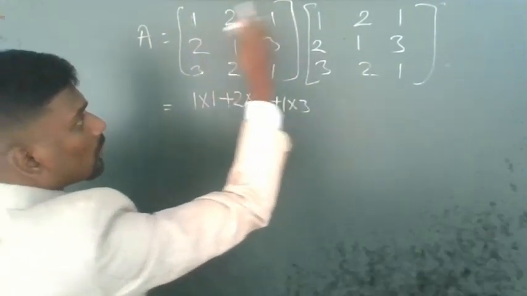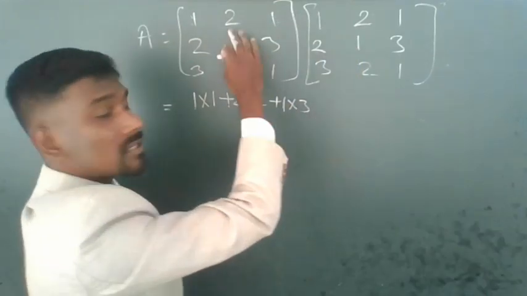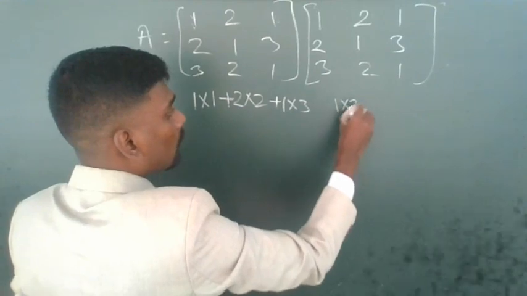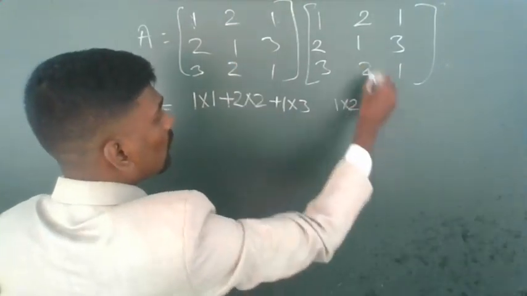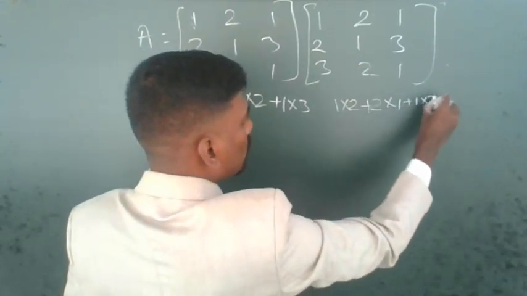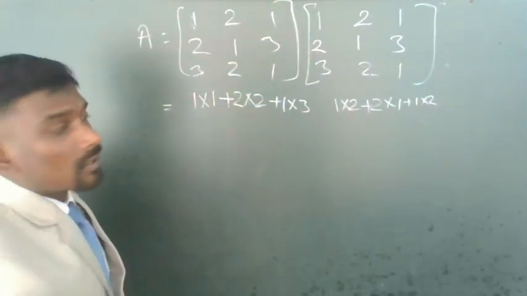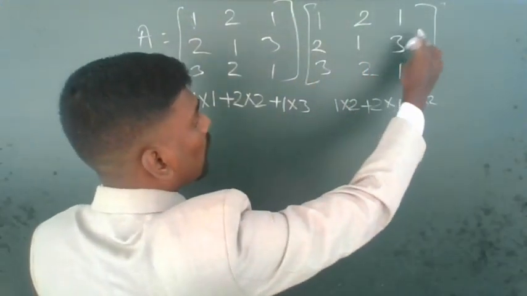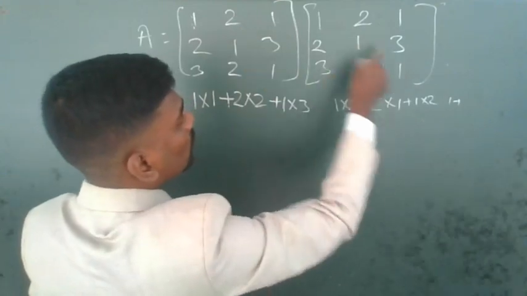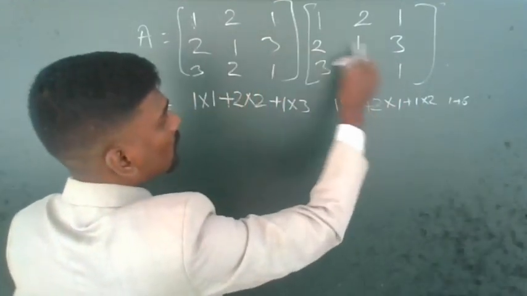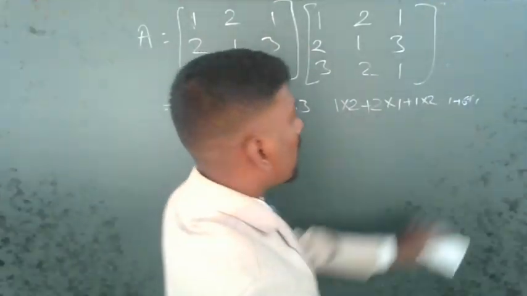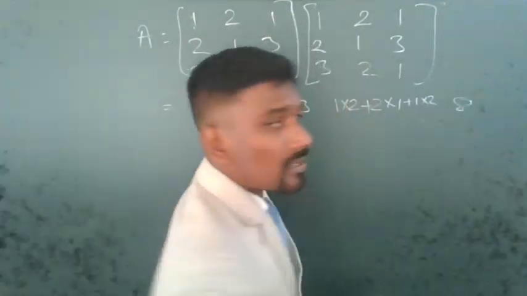Now the same row you are going to multiply for the second column. Now 1 into 2, plus 2 into 1, plus 1 into 2. This will be the second one. Now if you see the third one, 1 into 1, that will be 1, plus 2 3s are 6, plus 1 1 is 1. That means that will be 8. Here I am just going to put the value as 8.